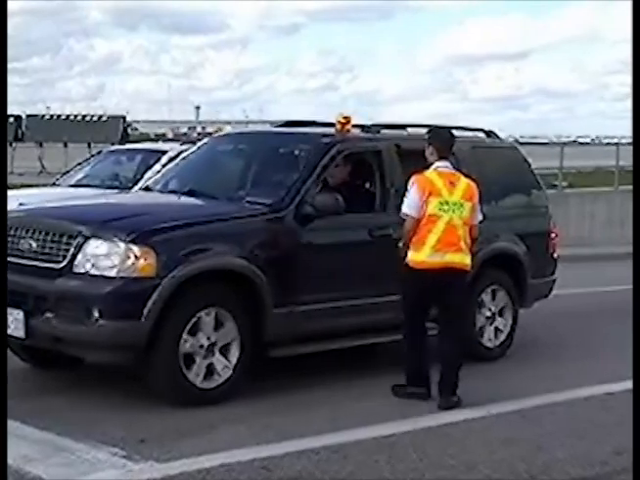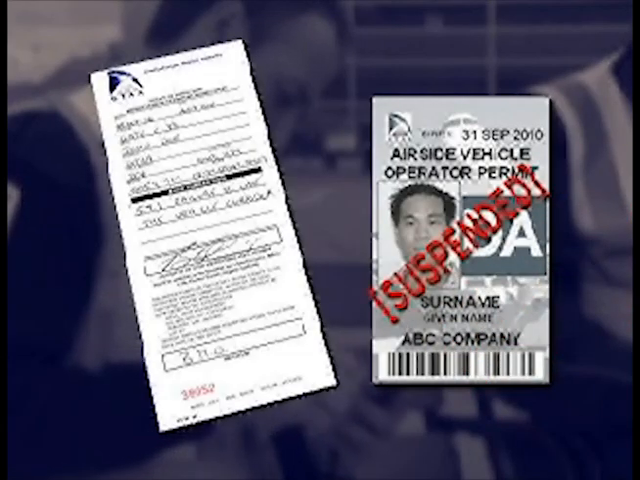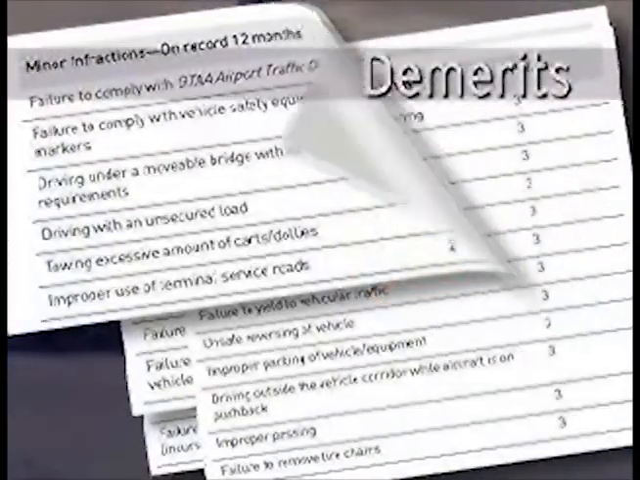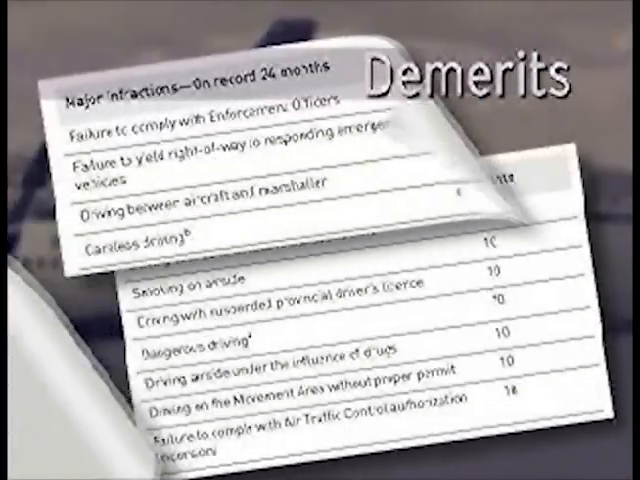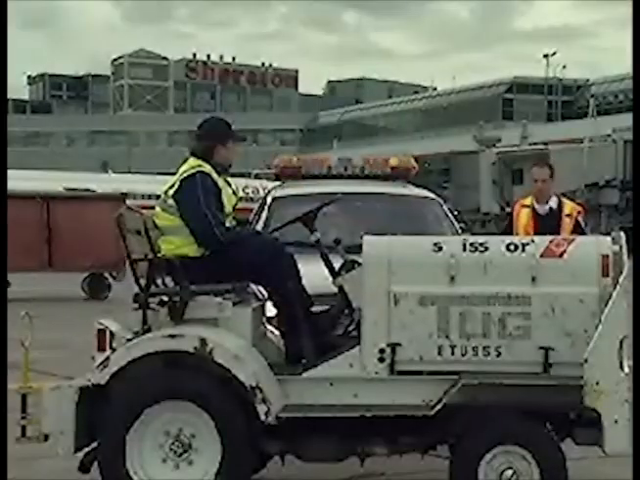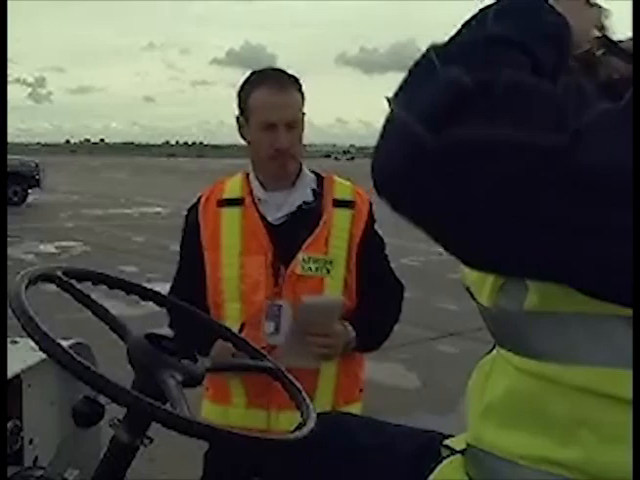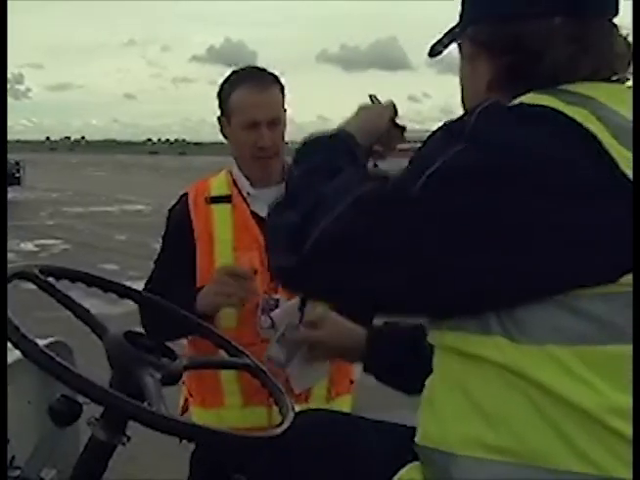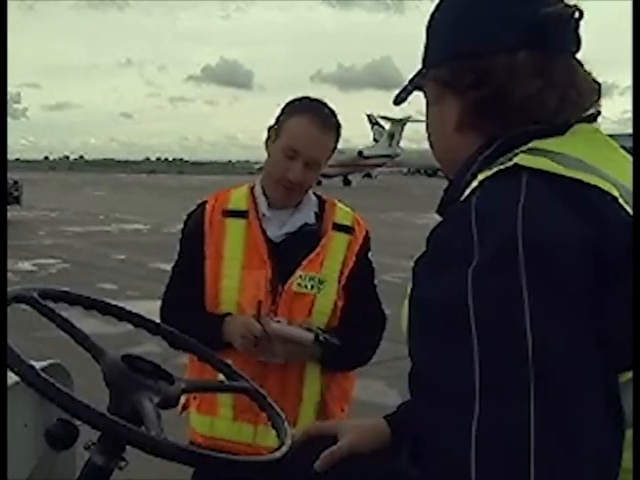Failing to obey these rules may result in a notice of infraction issued against your AVOP permit or the suspension of your AVOP privileges. The airport traffic directives have a similar demerit point system to that which applies to your provincial driver's license. The accumulation of demerit points on your AVOP may result in the suspension or removal of your driving privileges. Operating a vehicle airside while under suspension may result in the permanent removal of AVOP privileges.